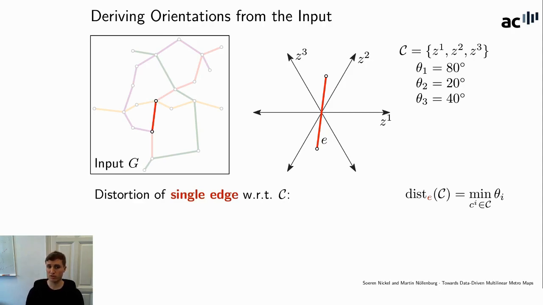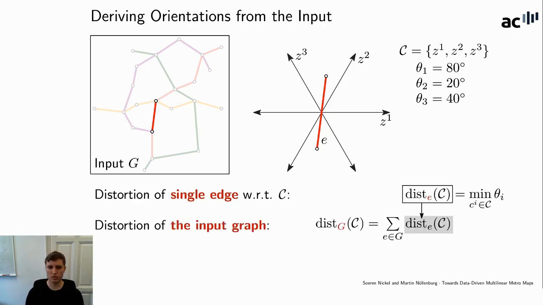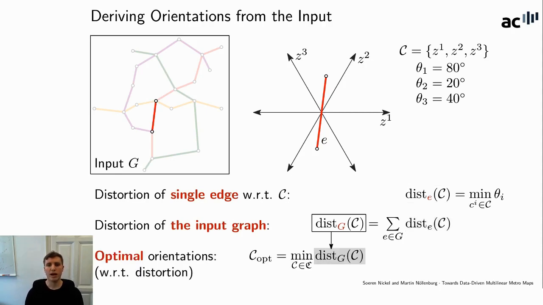Then we can do this for all edges in the input. And if we sum over all the edges in the input, we get a distortion value for this orientation system with respect to this input graph. And now we define an optimal orientation system as the orientation system that minimizes this distortion.